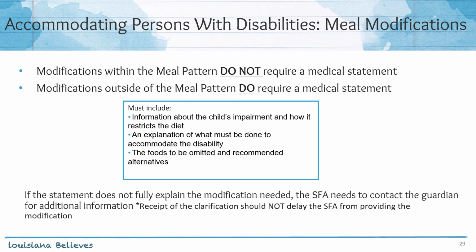The medical statement must include information about the child's impairment and how it restricts the diet, an explanation of what must be done to accommodate the disability, and the foods to be omitted and the recommended alternatives. If the medical statement does not fully explain the modifications needed, the SFA should contact the guardian for additional information. As a reminder, receipt of clarification should not delay the modified diet.